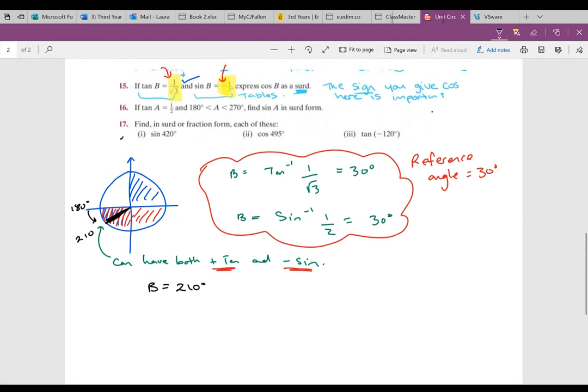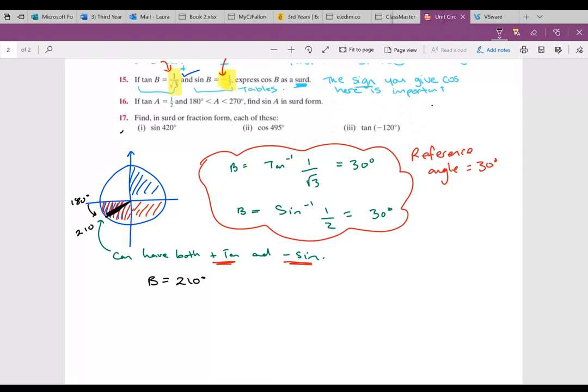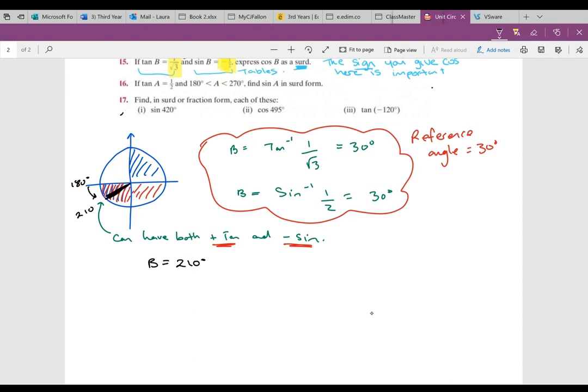It then asks us to express cos B as a surd. So it's still a reference angle of 30. So cos B is cos 30, which is root 3 over 2. And the only thing then I've got to think about is the sign. So in the third quadrant, cos is negative. So I give it a minus sign because of the third quadrant.